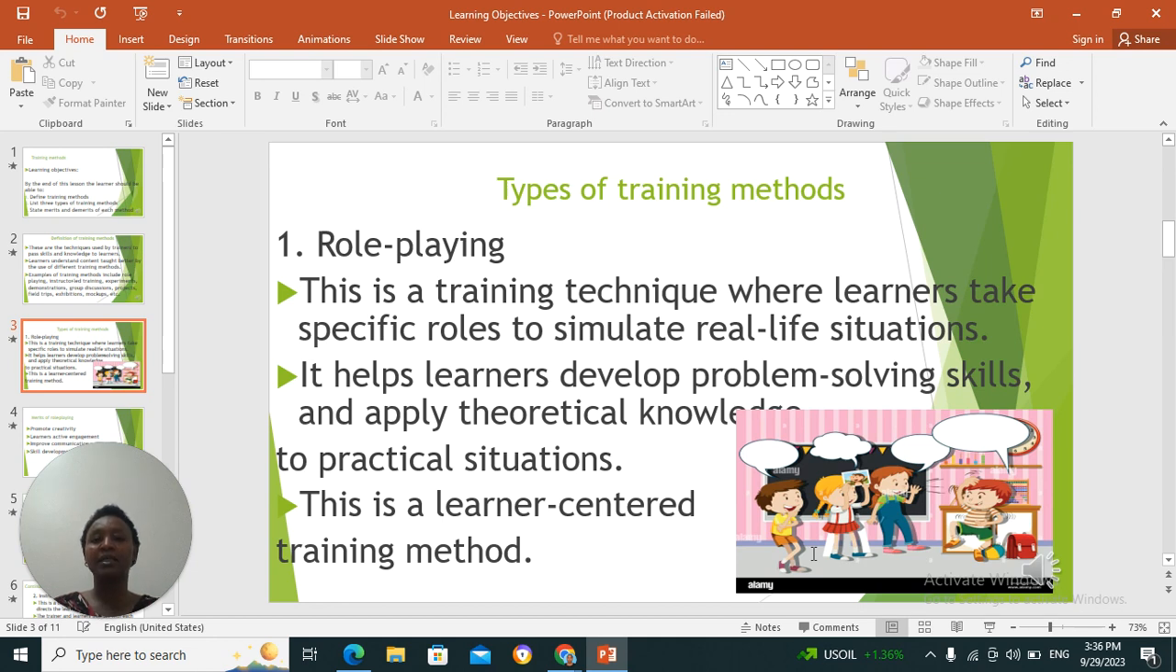Role playing is a training technique where learners take specific roles to simulate real life situations. It helps the learners develop problem solving skills and apply theoretical knowledge to practical situations. So this is a learner-centered training method. Learners take a lot of active participation in role playing. For example, they can dramatize something that they are learning. Some students can dramatize and take the lead while others are watching.